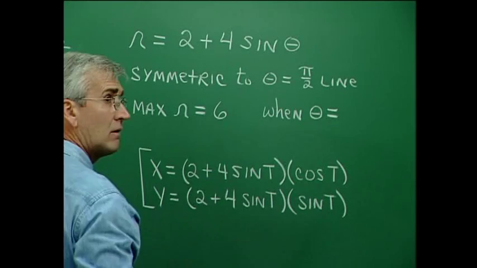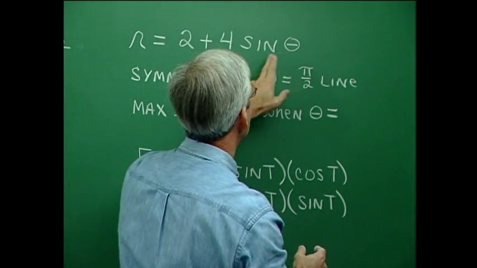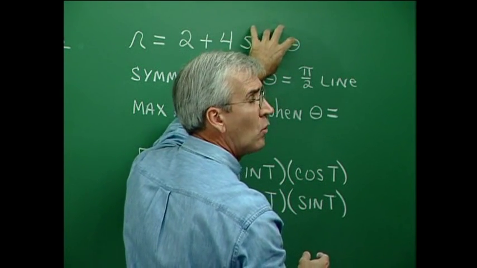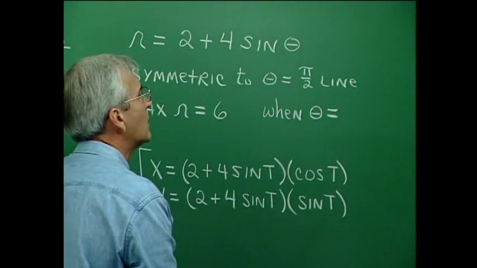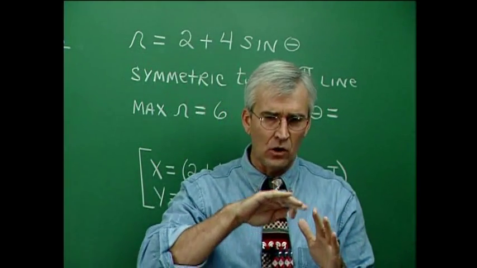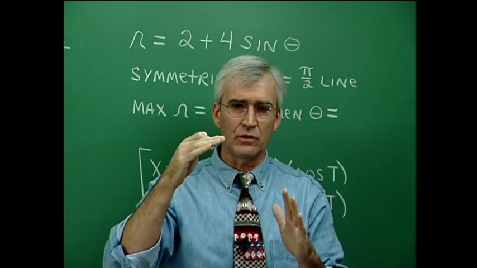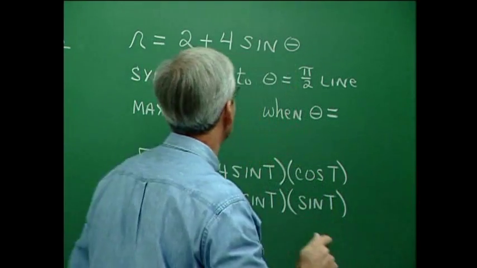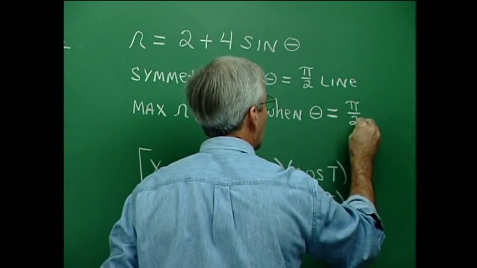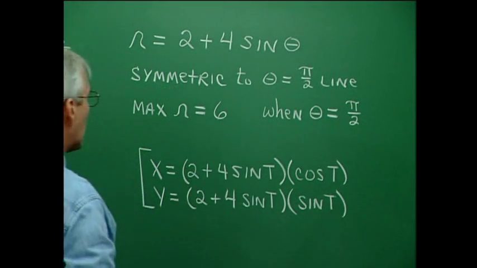Now, when does that occur? Well, we can tell when that occurs. Sine of the angle is 1 when the angle is how big? Well, let's think about the sine curve. It starts out at the intercept and it goes to the top of the amplitude. That's where it's 1. The top of the amplitude occurs at pi over 2. So we get this max when theta is pi over 2.